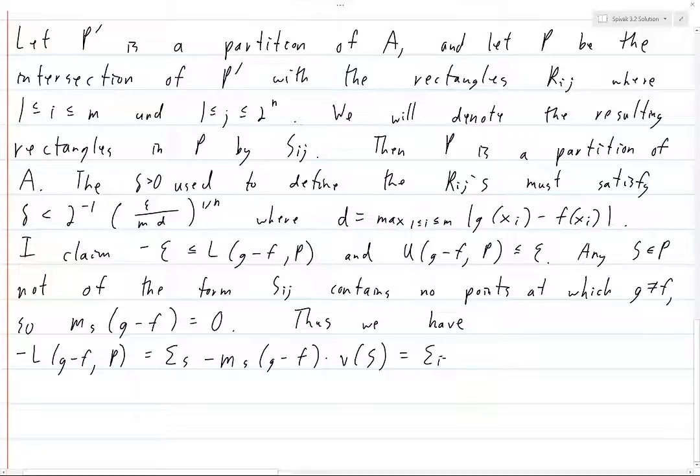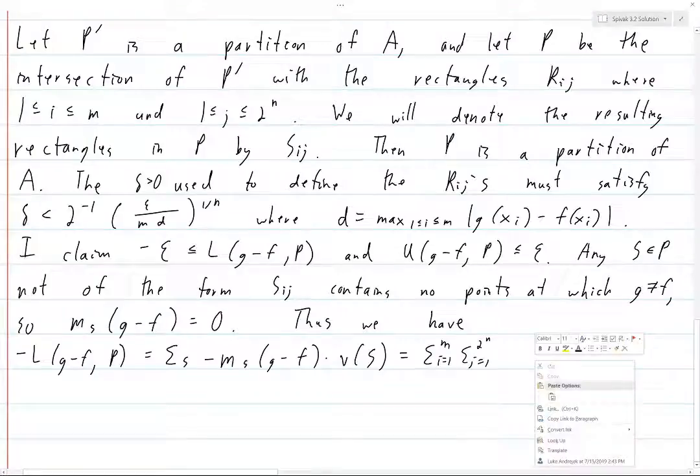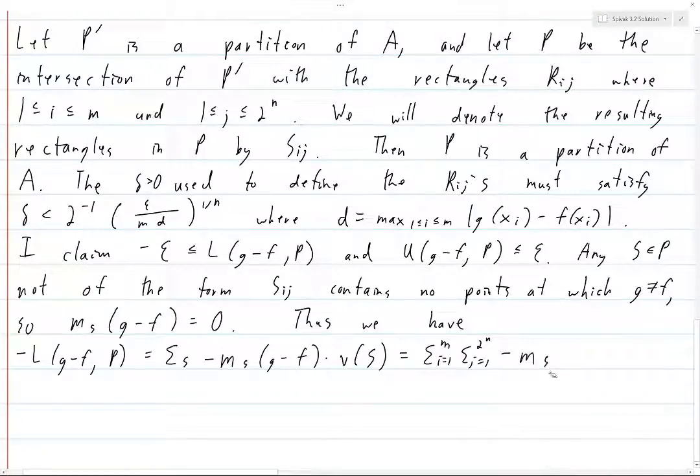So we take the sum from i equals 1 to m, the sum from j equals 1 to 2 to the n, and now we're going to have minus m of S_ij, evaluated at G minus F, times the volume of S_ij.